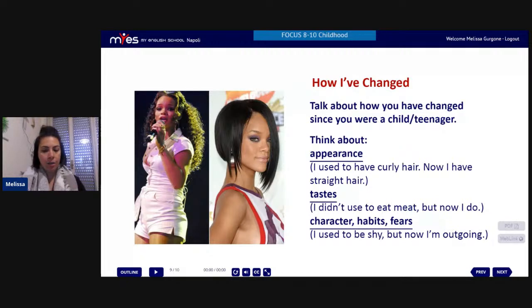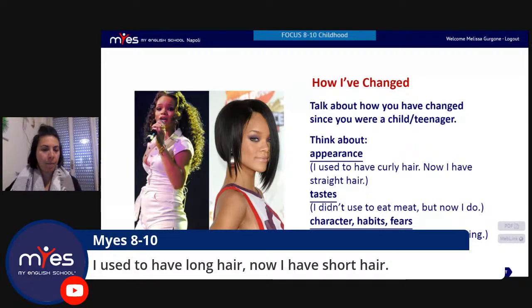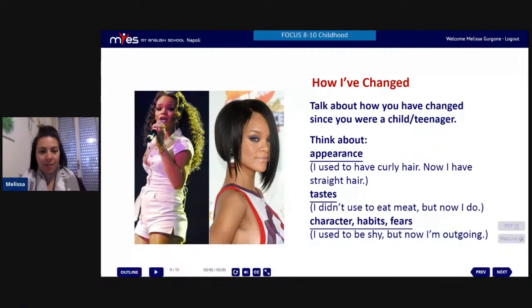For example, I used to have long hair, but now I have short hair. Okay, something about my appearance that has changed. When I was a child, I used to have long hair, and now I have short hair. Okay, I don't think much else about my appearance has changed. I've always been short, so nothing really else has changed.